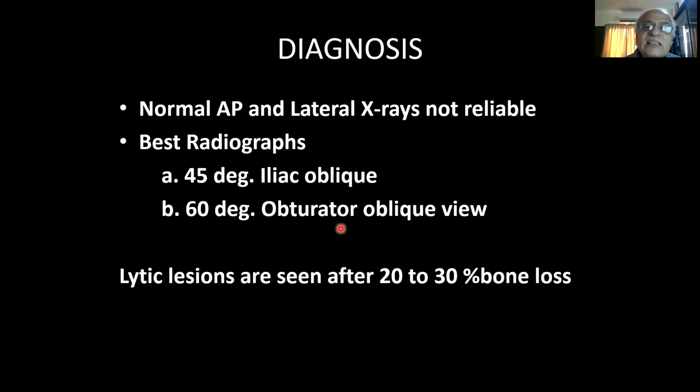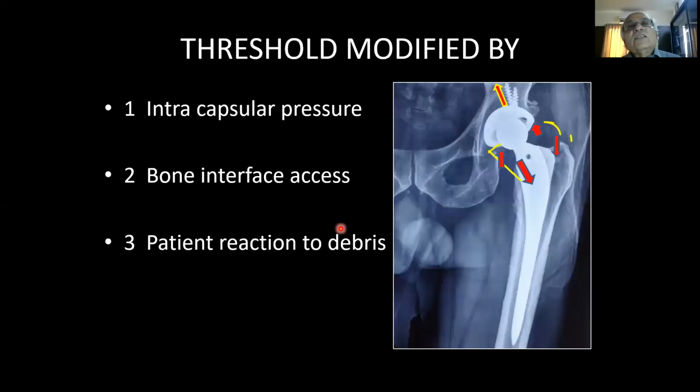And lytic lesions, we are only able to see when 20 to 30% of bone is lost. Before that, we can't see it on the X-ray. So X-rays are not reliable for osteolysis. So there is a threshold for the X-rays, and other things. The threshold is modified by the capsule, and there is pressure. So if the pressure is high in the capsule area, the particles will push into the trochanteric area, push onto the lesser trochanter area.